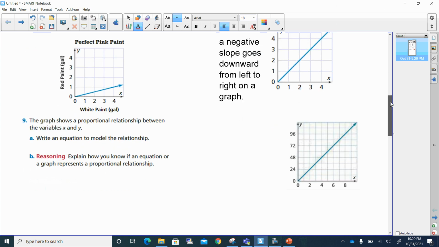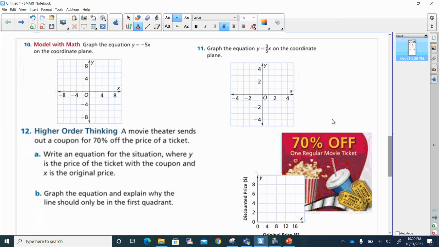All right, let's go to number 10. Number 10 says graph the equation y equals negative 5x on the coordinate plane. We know when it said it was negative, we're going to have a downward slope. And when it says negative 5, that means it's negative 5 over 1. Remember, the rise over run means are we going down 5 and then over 1? So since there's no number being added, I know I can start here at the origin.